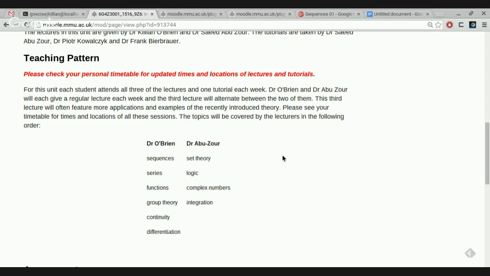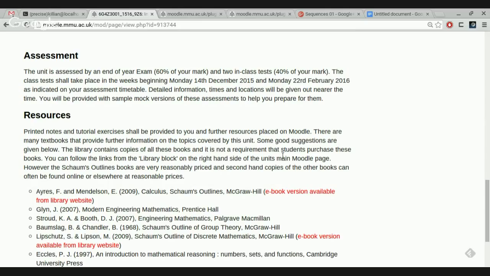So how's the unit assessed? It's very important.